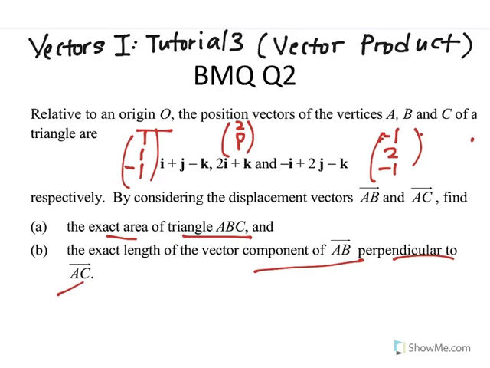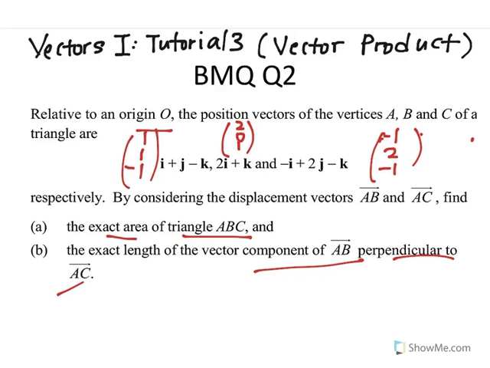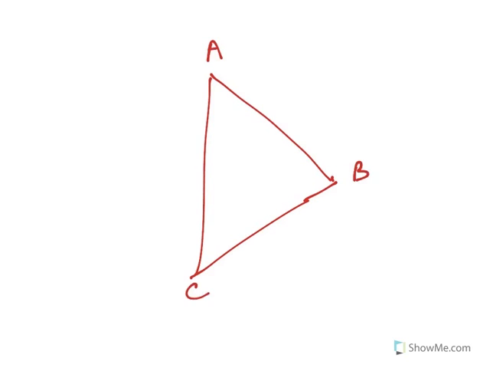Alright, so let's look at part A first. For part A, it will help if you actually draw out the triangle. Let's say you're not sure how to start. They tell you to consider the exact area of ABC, and we don't know what ABC looks like. What we can do is just draw it. Draw the triangle ABC. To find the area of this triangle, the next thing you need to do is find the vectors that lie along the edges of the triangle.